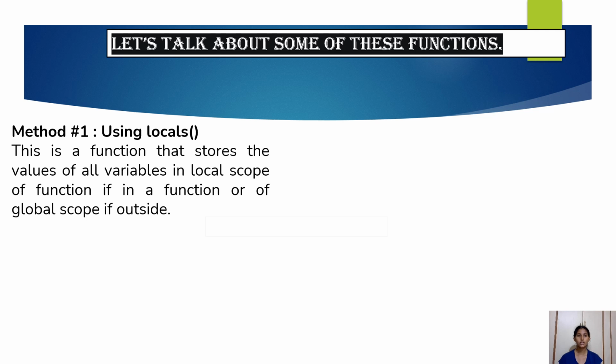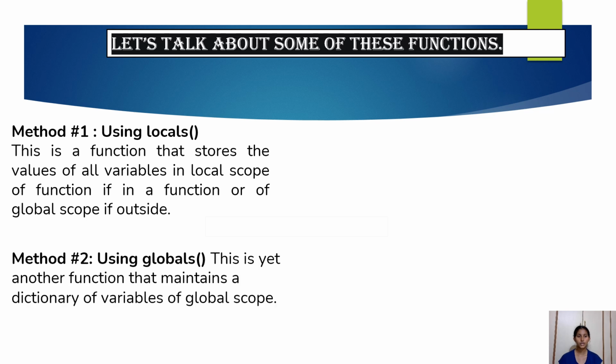Method 1, using locals. This is a function that stores the values of all variables in the local scope of a function if it is in a function, or of global scope if it's outside. Method 2, using globals. This is yet another function that maintains a dictionary of variables of global scope.